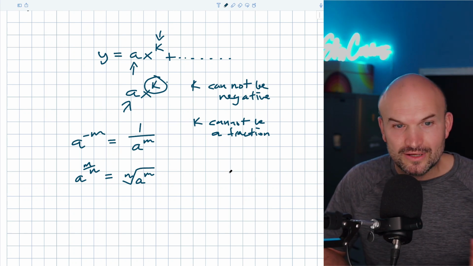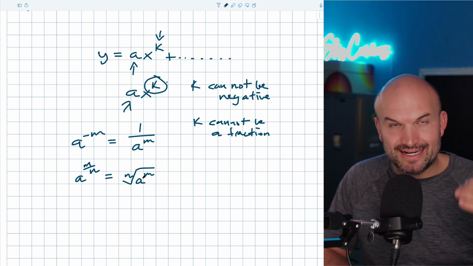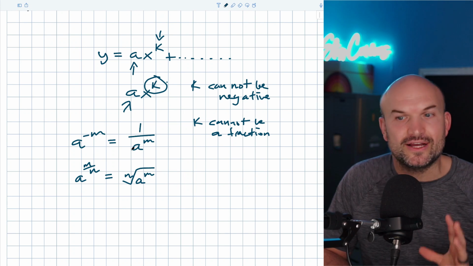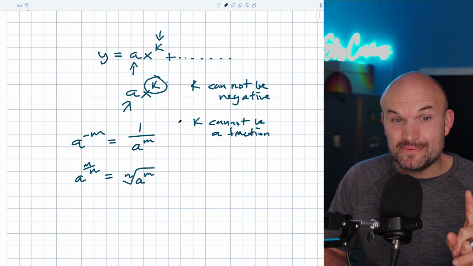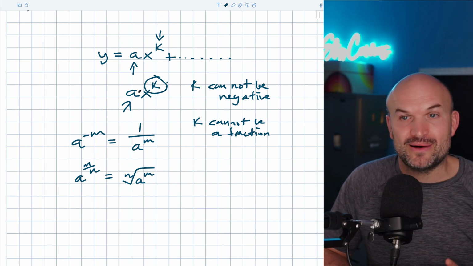All right. So now, hopefully you recognize these. It can't be negative, it can't be a fraction, it can't be in the denominator, and it can't be under a radical. Those are kind of our ideas. And again, the big tip is, guys, this only works for k. Okay, we're not going to be concerned about this for a.